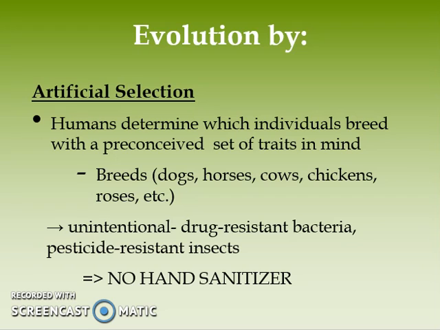So a Chihuahua and a Great Dane are both dogs. They're both the same species, but because of what we've done through selective breeding, we've changed their appearance. And we've done that with a lot of animals and with a lot of our plants. We are unintentionally doing it right now with a lot of bacteria, creating drug-resistant bacteria, and pesticide-resistant insects, because of this. And that's why I have my no hand sanitizer policy.